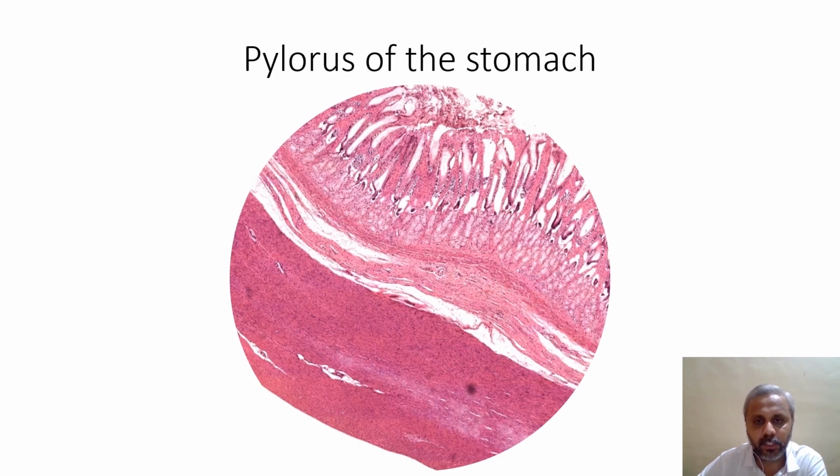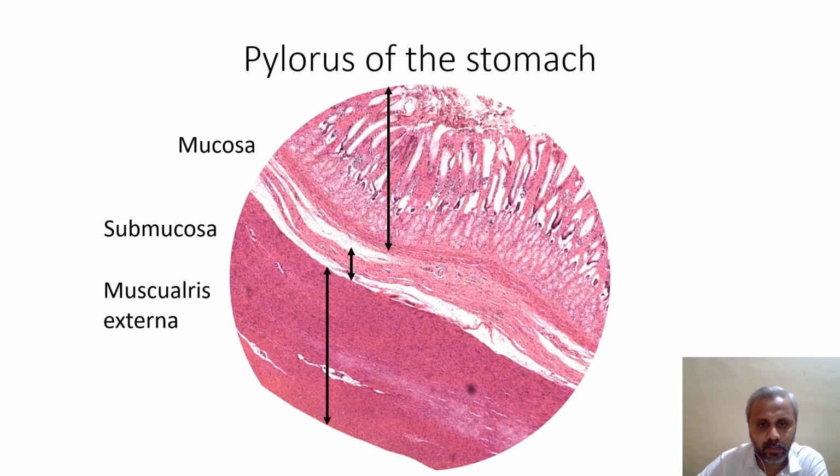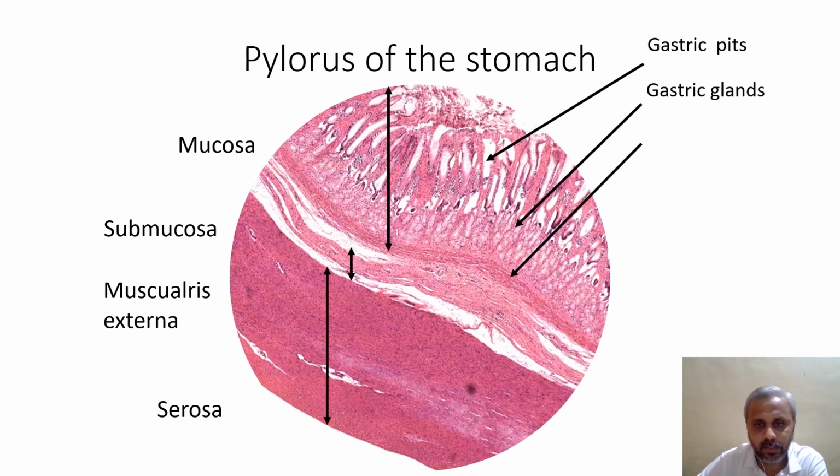The next slide we have is the slide of pylorus of the stomach. The pylorus of stomach also has four layers which are arranged from inside out as mucosa, submucosa, muscularis externa, and then serosa. The mucosa of pylorus of the stomach has gastric pits. We can notice that these gastric pits are much deeper or longer than the gastric pits of the fundus. Then we have the pyloric glands. Then this is the muscularis mucosa.